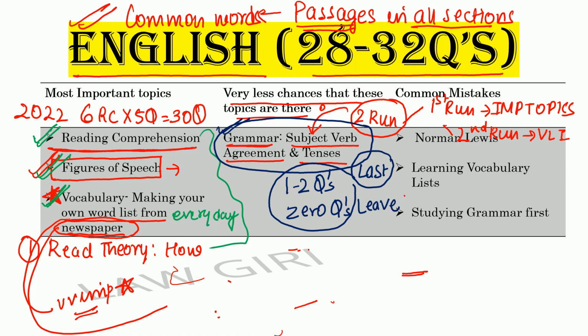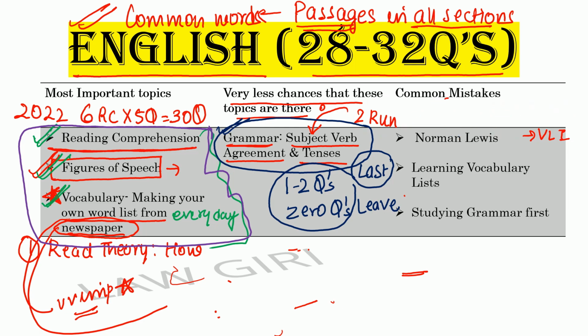But this here on this side is very, very important. All of these 3 things you need to do. Right? Then comes your common mistakes. Which are those common mistakes that students tend to commit? Number 1 is related to the book. So when it comes to book, Norman Lewis.